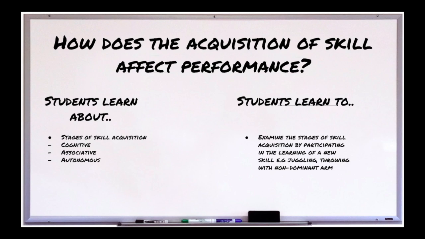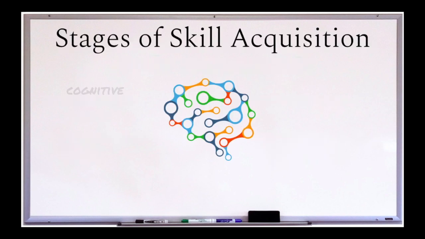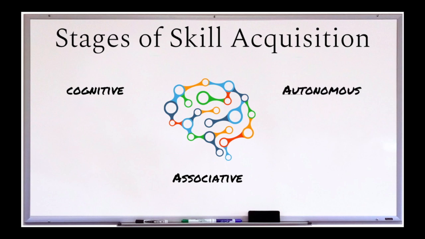How does the acquisition of skill affect performance? Students learn about stages of skill acquisition: cognitive, associative, autonomous. Students learn to examine the stages of skill acquisition by participating in the learning of a new skill, e.g. juggling or throwing with non-dominant arm. There are 3 stages of skill acquisition: cognitive, associative, autonomous.